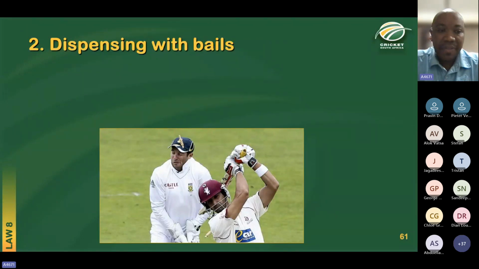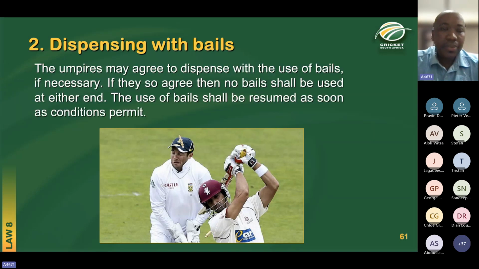What happens if the wind is blowing hard and the bails keep falling off? Law tells us that the umpires may agree to dispense with the use of bails if necessary. If they so agree, then no bails shall be used at either end. So if you only have one set of bails which are problematic and keep falling off, we unfortunately have to take off both sets of bails.